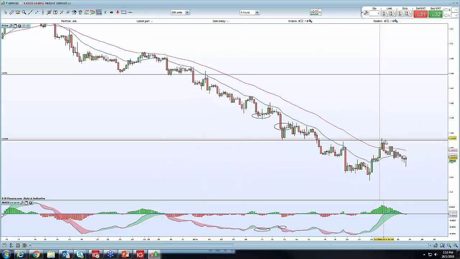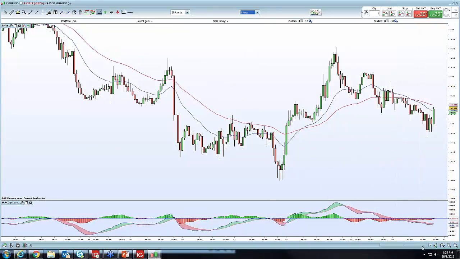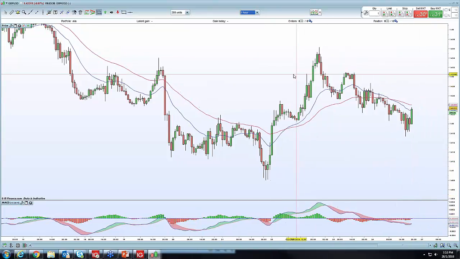It made a touch here, came down, made another lower high here, and this was where I was last night, around the lower high here. This is the first sign that bearish momentum is coming, because there's a lower high. So my entry was based on a 1 hour chart. This is a 1 hour chart.